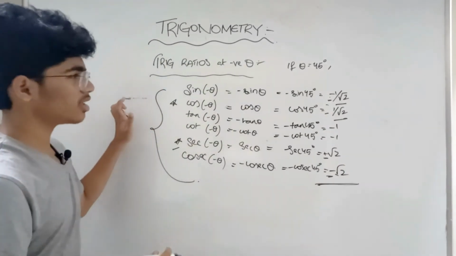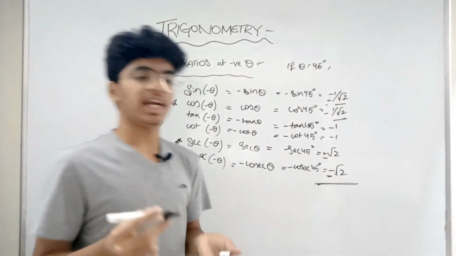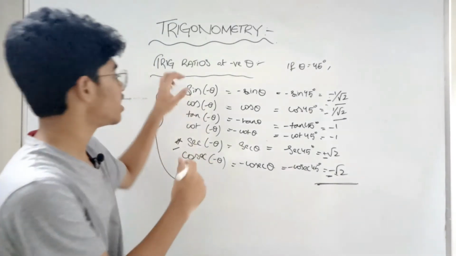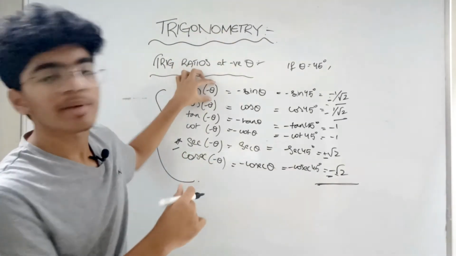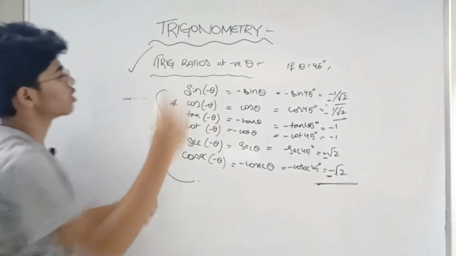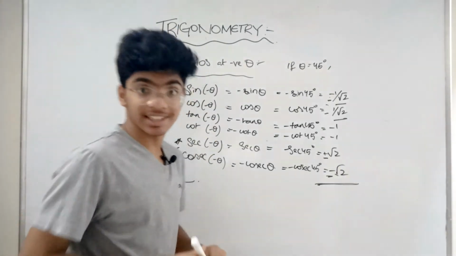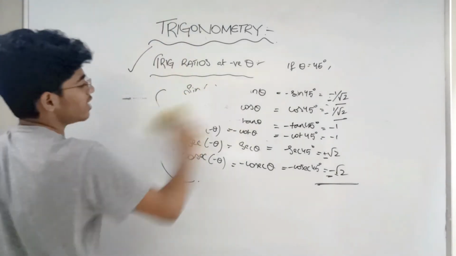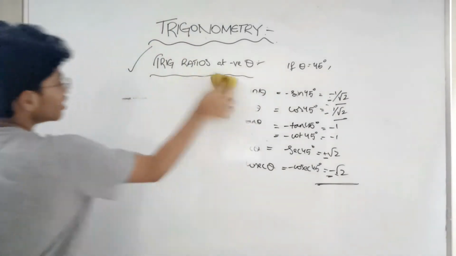So this topic is quite important. You might get your answers wrong if the theta is given in negative values. So this topic is done. Very good. Next topic, identities. Very interesting, very useful in trigonometry.